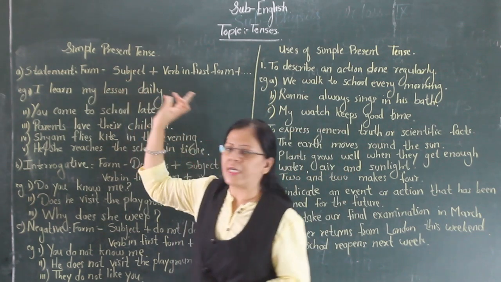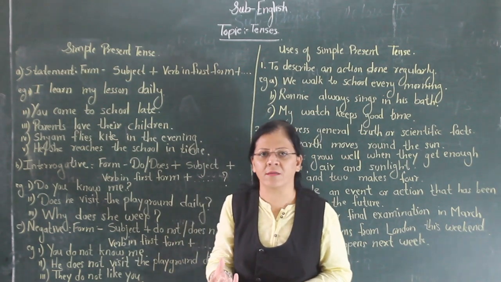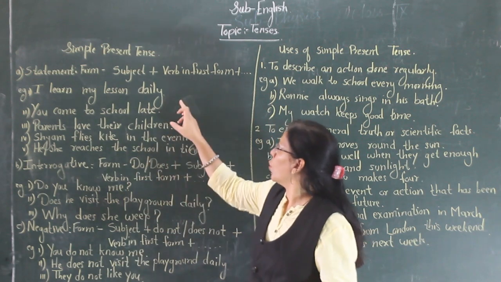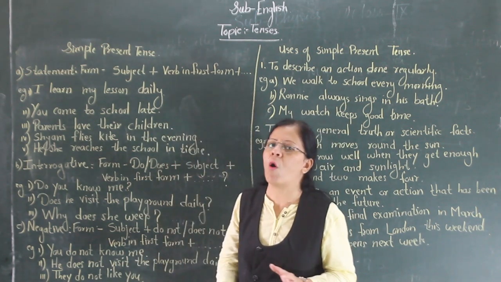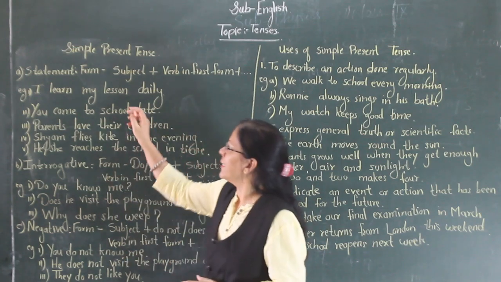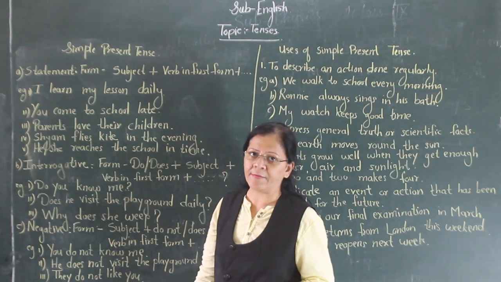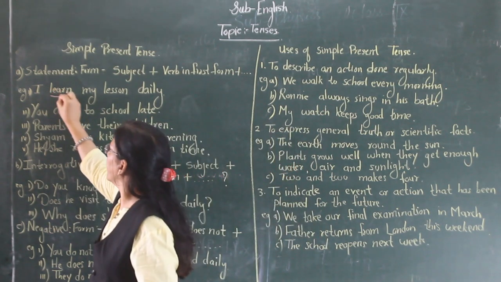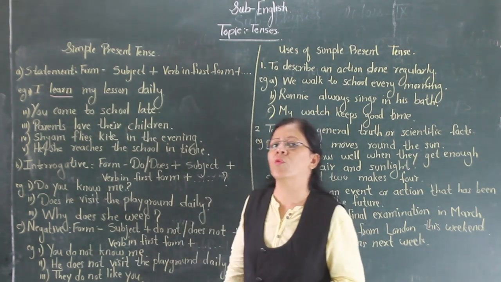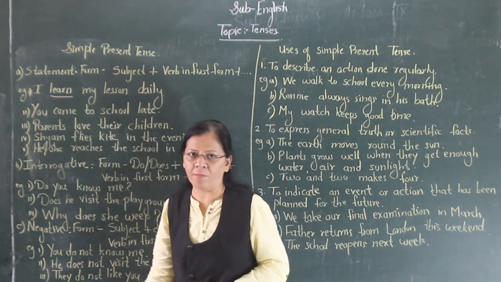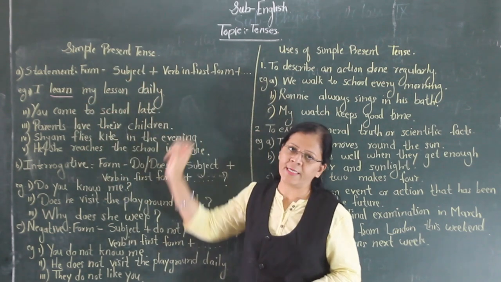So what is a subject? One who does the action, that is the subject. The verb in its first form, that is V1, the root form of the verb. Let us see the example. I learn my lesson daily. So learn is your verb in root form, that is V1 form. So this sentence is in simple present tense.